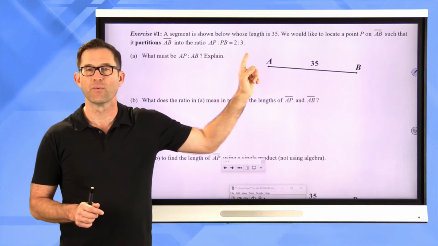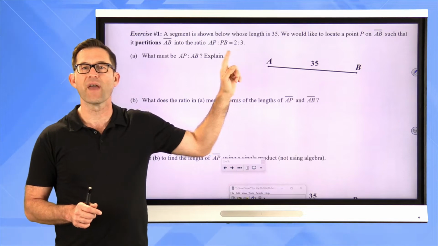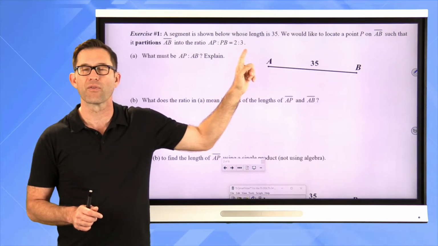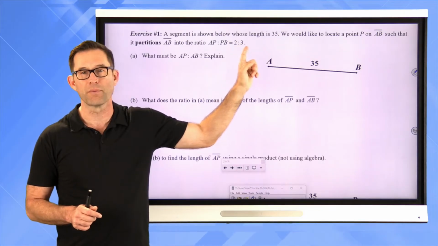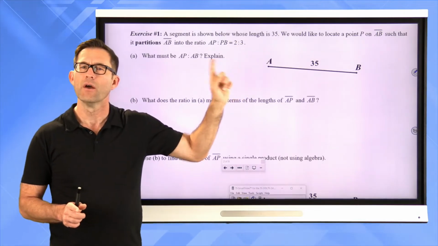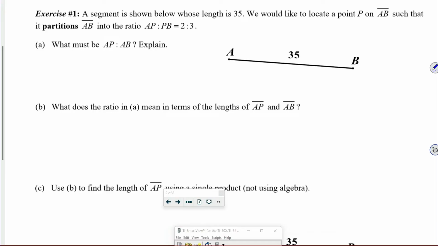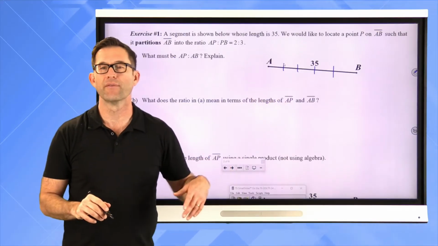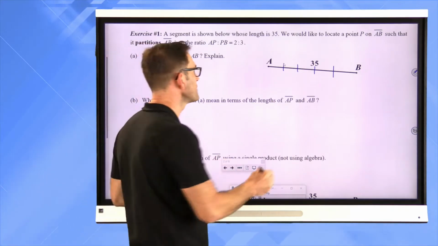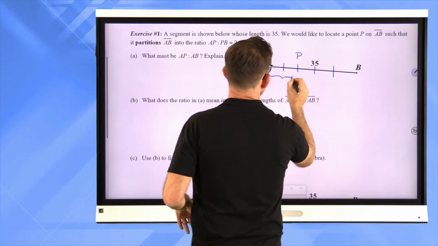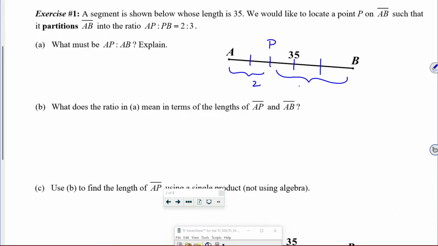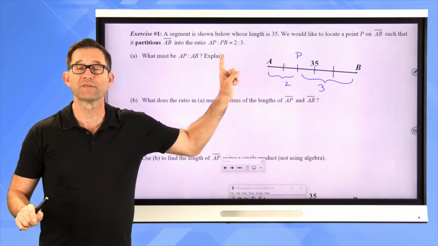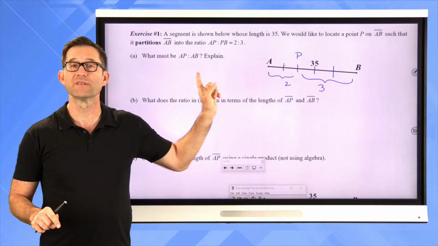AP to PB is equal to 2 to 3. That literally kind of means that if AP was a length of 2, PB would be a length of 3. Or if AP was a length of 4, PB would be a length of 6, etc. More importantly, it kind of means if I broke this segment into 5 equal parts, right? I don't know if they really are 5 equal parts, but if I broke this thing into 5 equal parts, then AP would be worth 2 of the parts and PB would be equal to 3 of the parts.